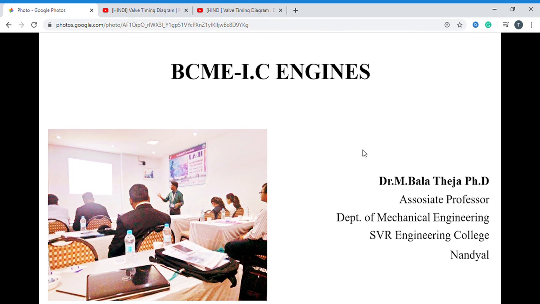And draw the valve timing diagram for the four-stroke engines, and draw the port timing diagram for the two-stroke engines. So these are the homework for you. The questions are: four-stroke and two-stroke engine difference, petrol engine and diesel engine difference, valve timing diagram of the four-stroke, and port timing diagram for the two-stroke engine. You have to write these differences and diagrams and submit them in the WhatsApp group or by mail.